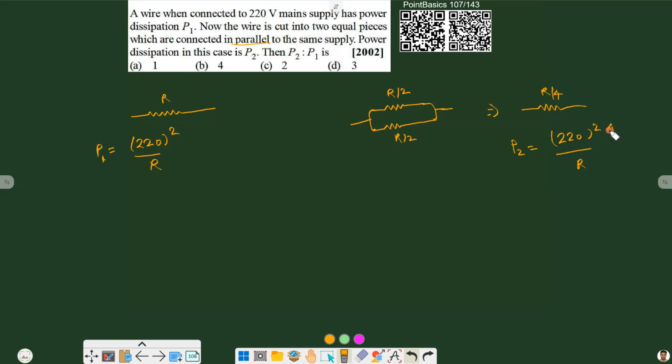Now if we divide P2 by P1, what do we get? 4 times 220 square by R, divided by 220 square by R. 220 gets cancelled and we get 4. This question can be easily solved even without using the mentioned value of potential. We can just take potential as V. Moving to the next one.